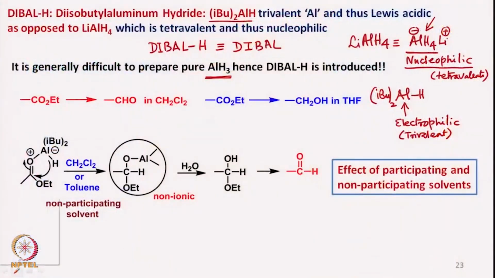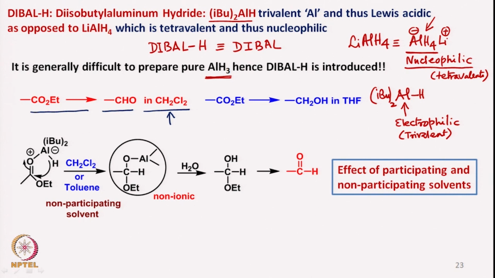In the reactions which have been studied in detail, it is found that the ester is easily converted to the corresponding aldehyde in dichloromethane reaction medium. That means ester reduction to the aldehyde could be stopped using dichloromethane. It does not mean that an ester cannot be converted to the corresponding alcohol in dichloromethane. It can be converted, but under certain conditions which I will discuss.